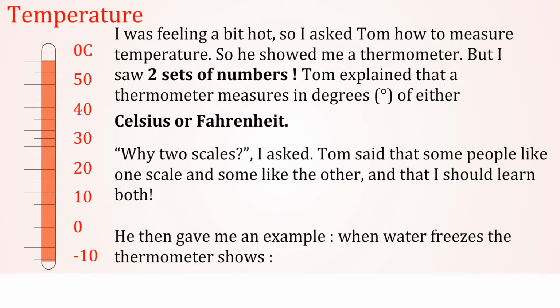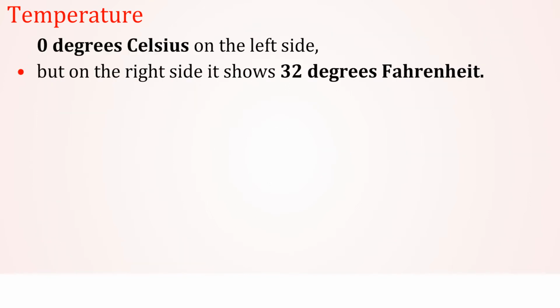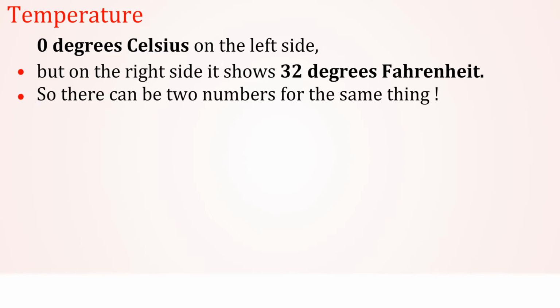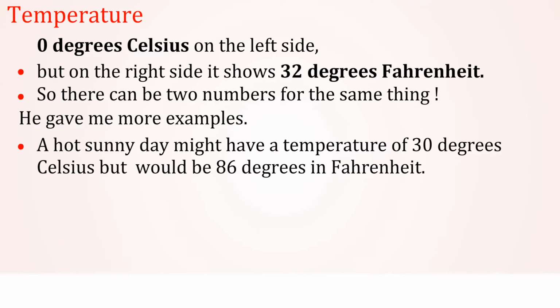He then gave me an example. When water freezes, the thermometer shows 0 degrees Celsius on the left side, but on the right side it shows 32 degrees Fahrenheit. So, there can be two numbers for the same thing. He gave me more examples. A hot sunny day might have a temperature of 30 degrees Celsius but would be 86 degrees in Fahrenheit.